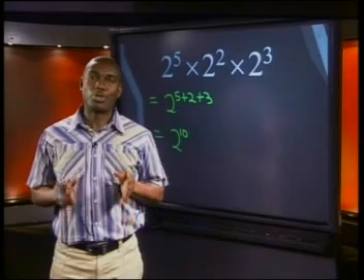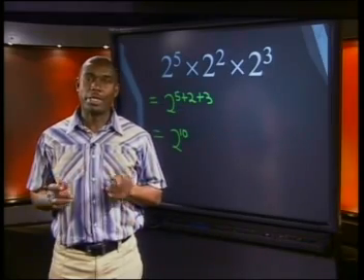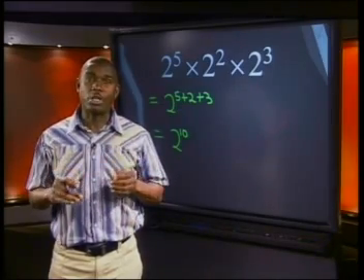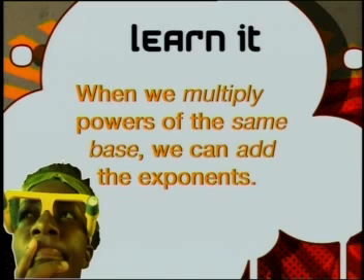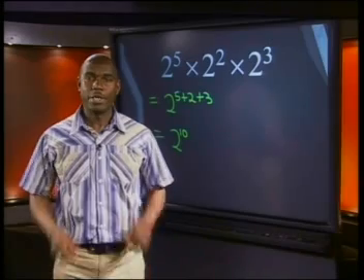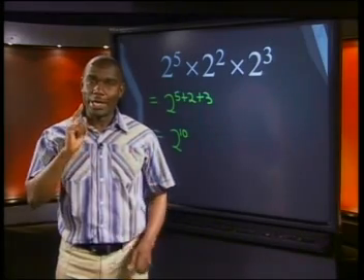We can generalize what we have found from this example. In other words, we have just worked out our first law of exponents. When we multiply powers of the same base, we can add the exponents. This is important. The bases have to be the same. Now that we know the first law, let's use it.